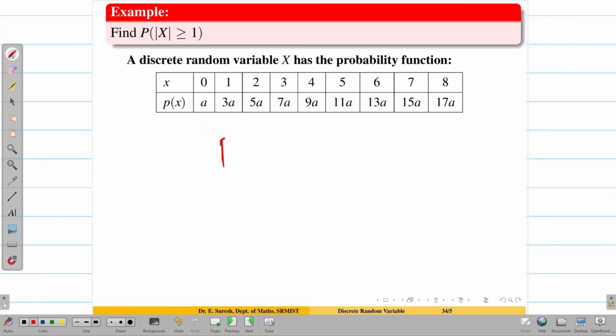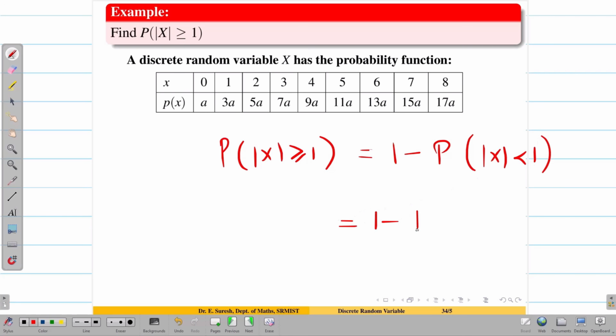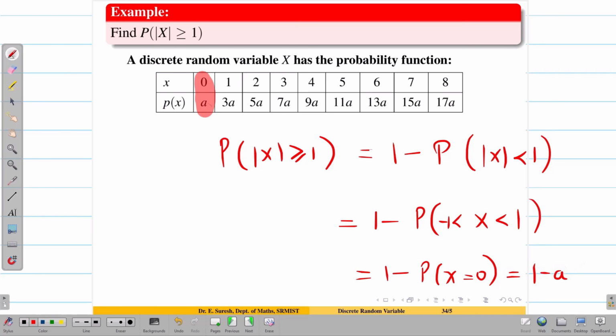If they ask probability of mod x greater than or equal to 1, as I said, we go by 1 minus probability of mod x less than 1. So it is nothing but 1 minus probability of x lies between minus 1 and 1. Between minus 1 and 1, we have only one value, that is 0. So 1 minus probability of x equal to 0. Simply we can write this as 1 minus a.